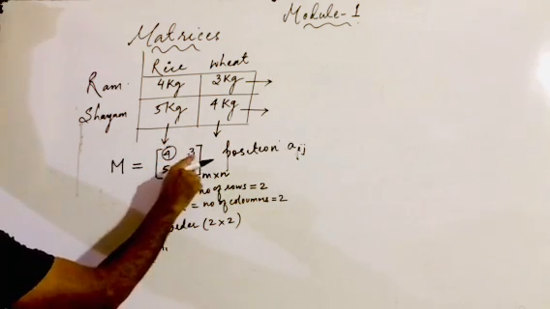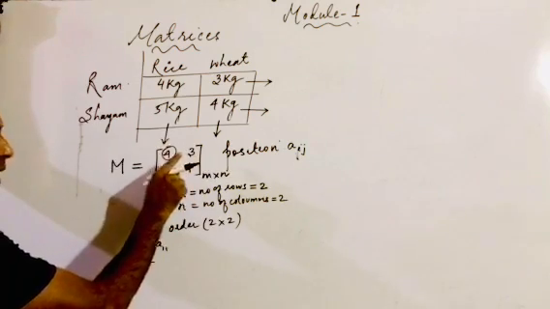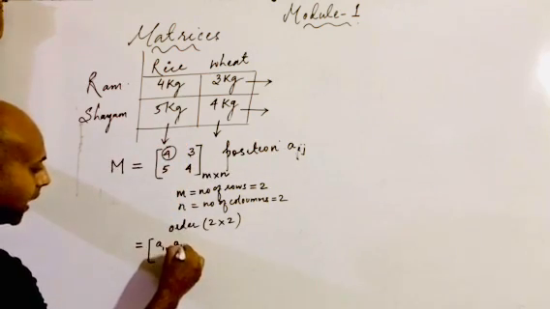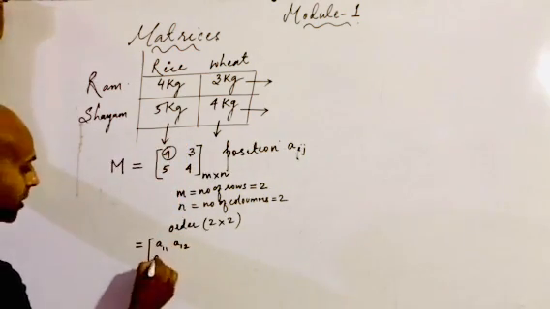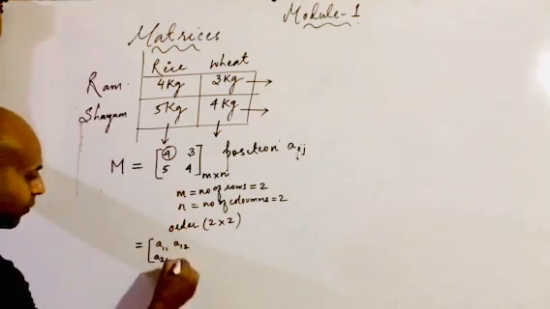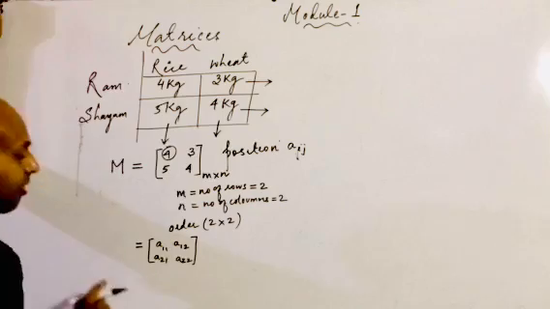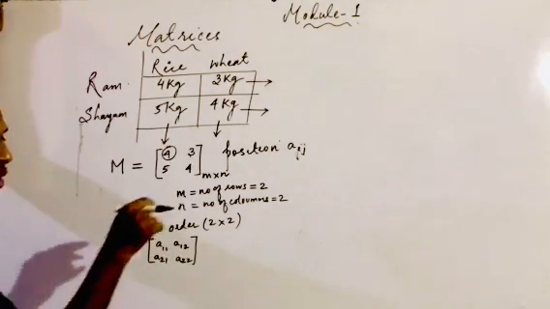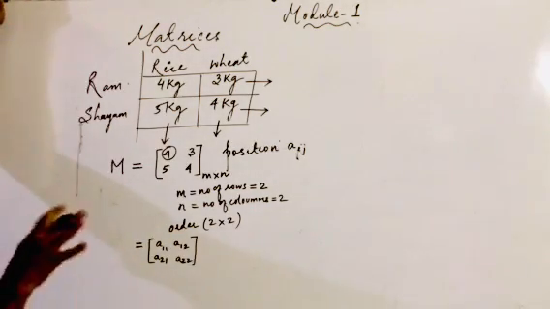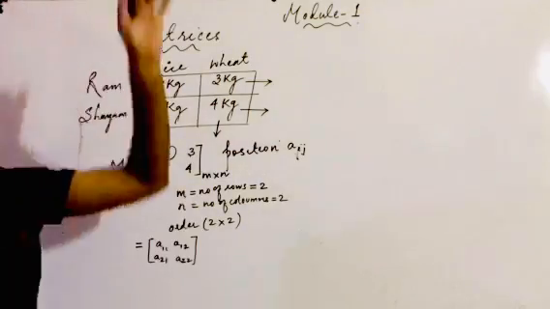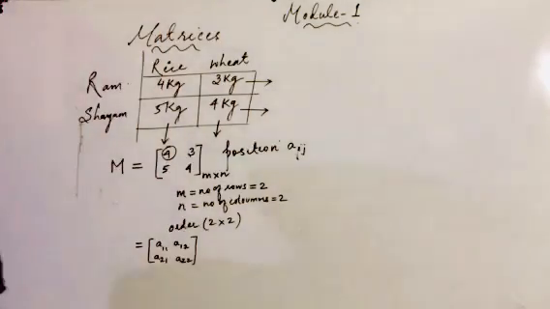Now this is 3. Which row does it belong to? The first row, but the second column. So this is A1,2. Now this 5 is in the second row and first column, and this 4 is in the second row and second column. So with the help of this i and j, we can exactly locate the position of the elements of the matrix. Is it clear?